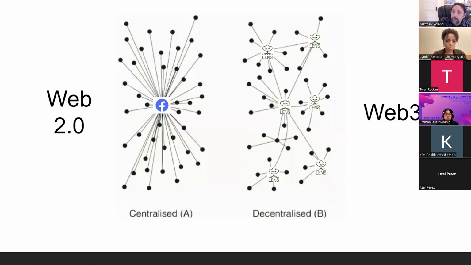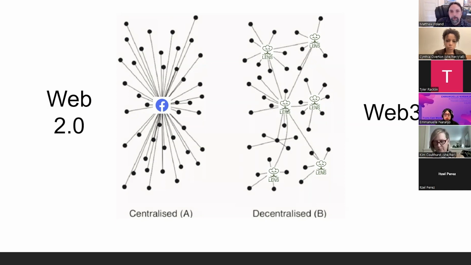So what we mean by Web3, a big part of it is decentralization. You'll hear me talk about that a few times today. And what does decentralized mean? Well, in Web 2.0, we're centralized. These dots are like users on Facebook. They're not interacting directly with each other. They're interacting through Facebook. Facebook is at the center. It's centralized. Web3 is decentralized.